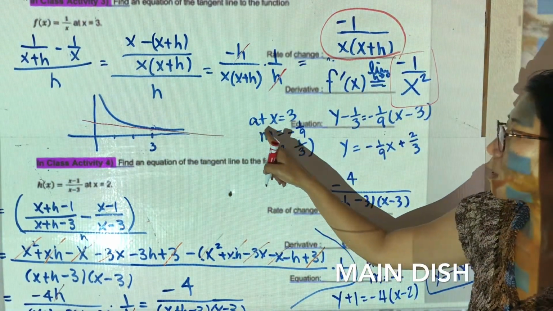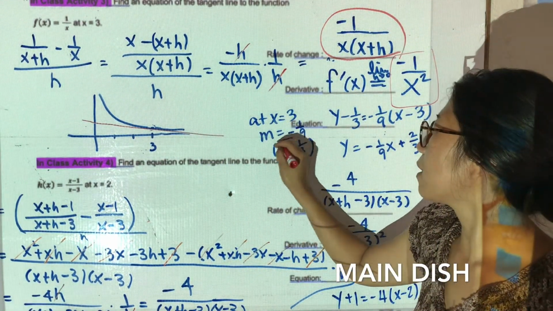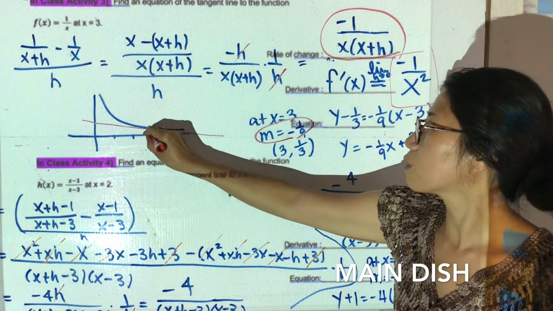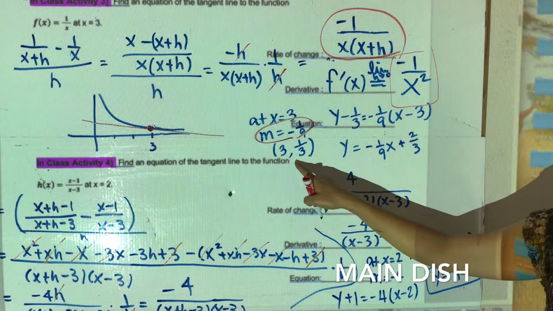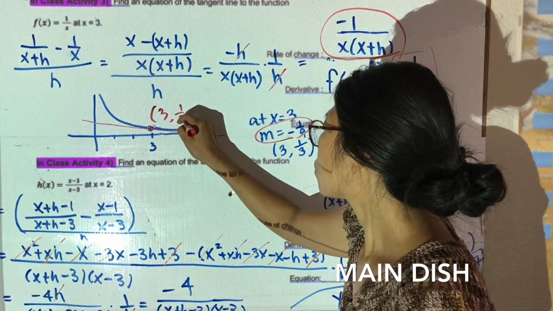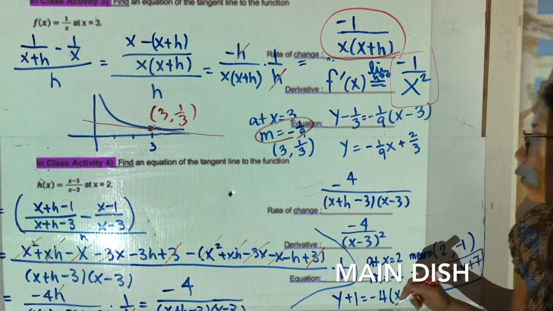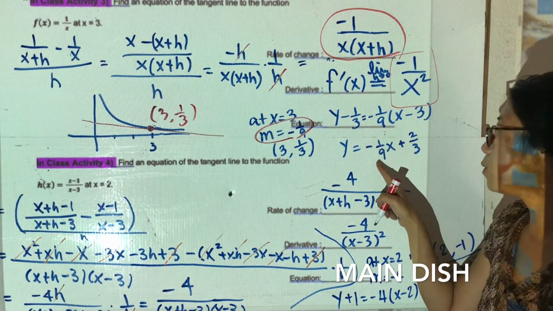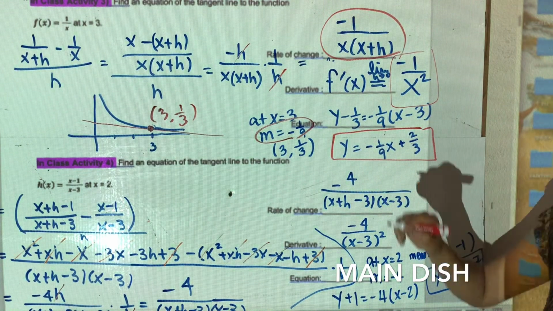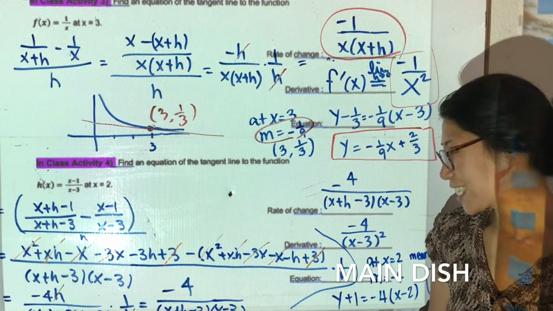So when I plug in 3, I got slope as -1 over 9. And then by plugging into my original function, I got 3, 1/3 as this coordinate. So using slope and point, plug in point slope form, solving for mx plus b, I got my tangent line as this. Hopefully you got the same answer.